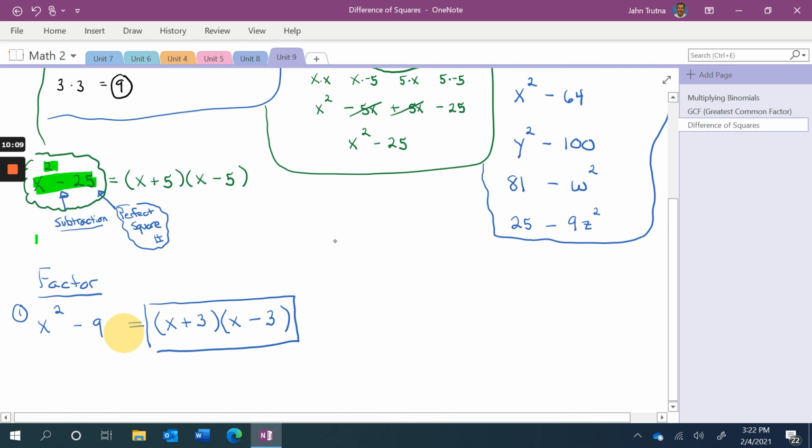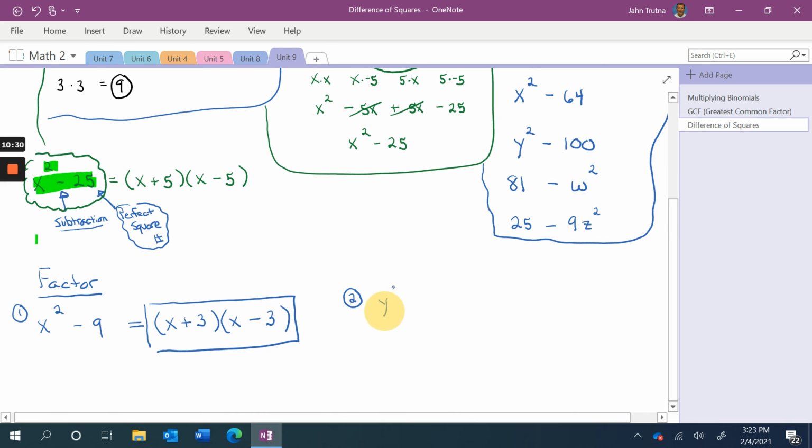You're going, wait a second, Mr. Trutna, this seems really easy. Like I don't even have to do any work or anything like that. The answer is yeah, basically you don't have to do any work, okay, you guys? All you got to do is you just have to know the rule. You have to recognize the situation that you have a difference of two squares, and then if you know the rule of what it factors into, boom, you're done.